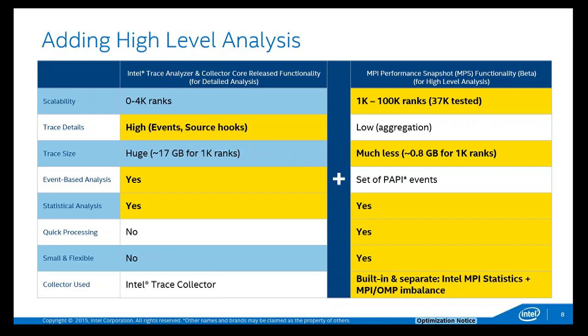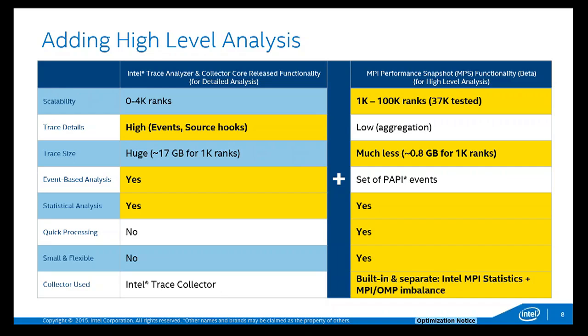So you get the full application profile, which is one of the things that the trace analyzer is really good at. But unfortunately, again, it could be overwhelming, especially if you're doing 1,000, 2,000, 4,000 ranks. On the snapshot side, on the right-hand column, you can see that we've done some testing up to 37,000 cores. So the tool was able to do really well at that scale. So it's really targeted to any applications that are between 1,000 and 100,000 ranks.